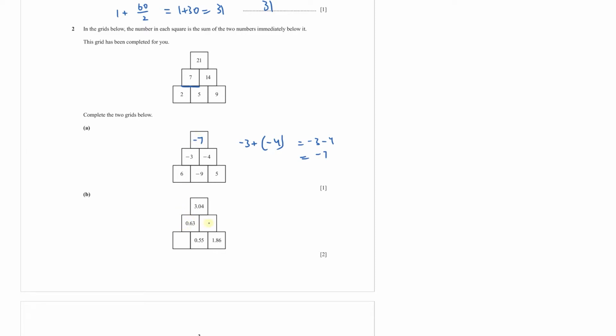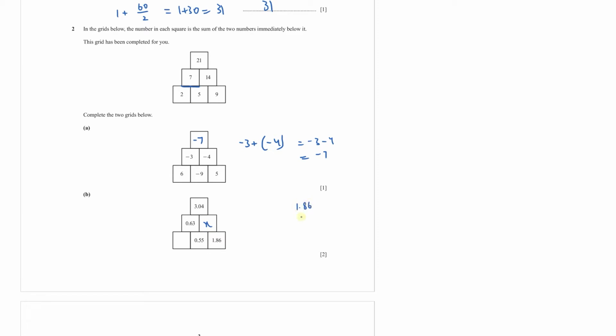Here you have this unknown. This can be calculated by adding these two. So you can add 0.55 plus 1.86, and you will get this number. Or you can call this number x and add 0.63 plus x, which should give you 3.04. Both methods should give you the same answer. So I'll use this one. I will add these two to get this value of x.